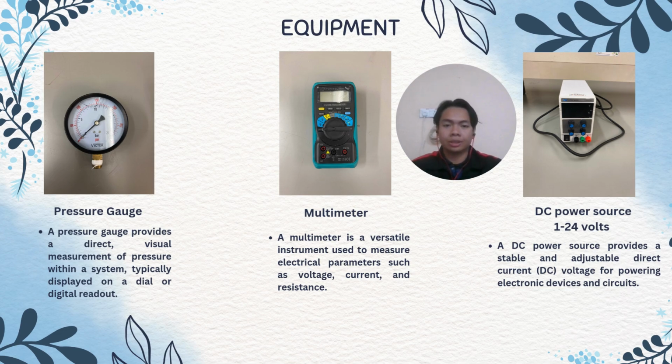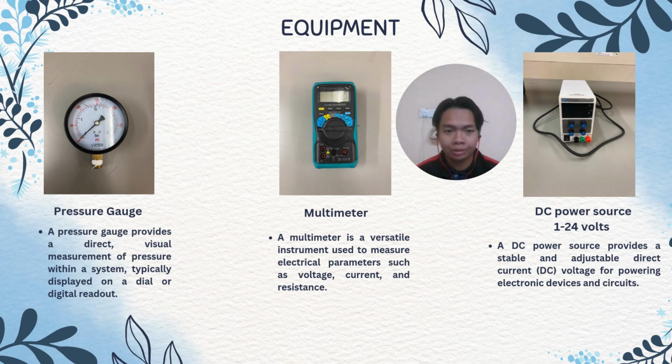So next is the multimeter. Multimeter is a versatile instrument used to measure electrical parameters such as voltage, current, and resistance. So when we exert the pressure, and then there will be an electrical parameter show in the multimeter.